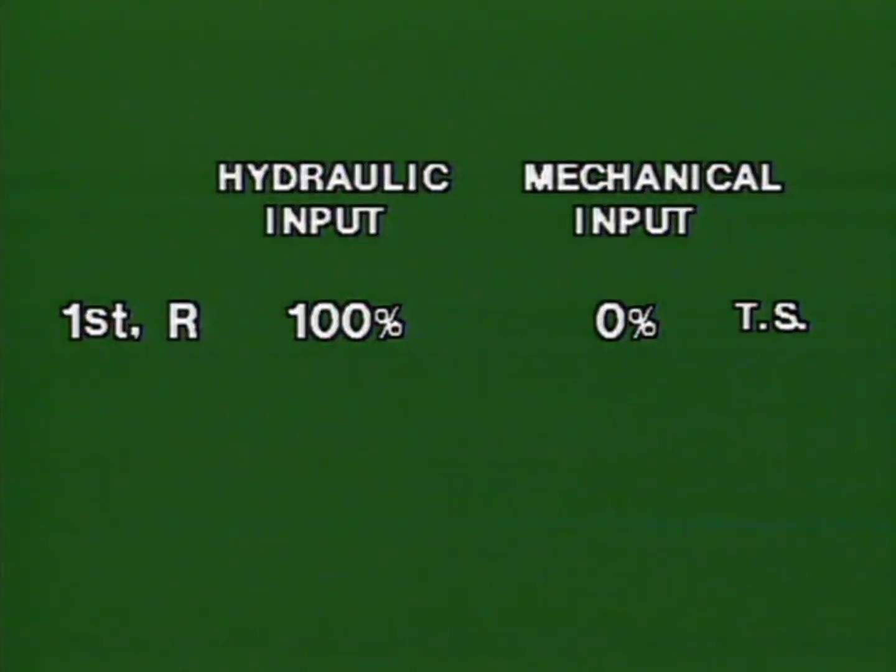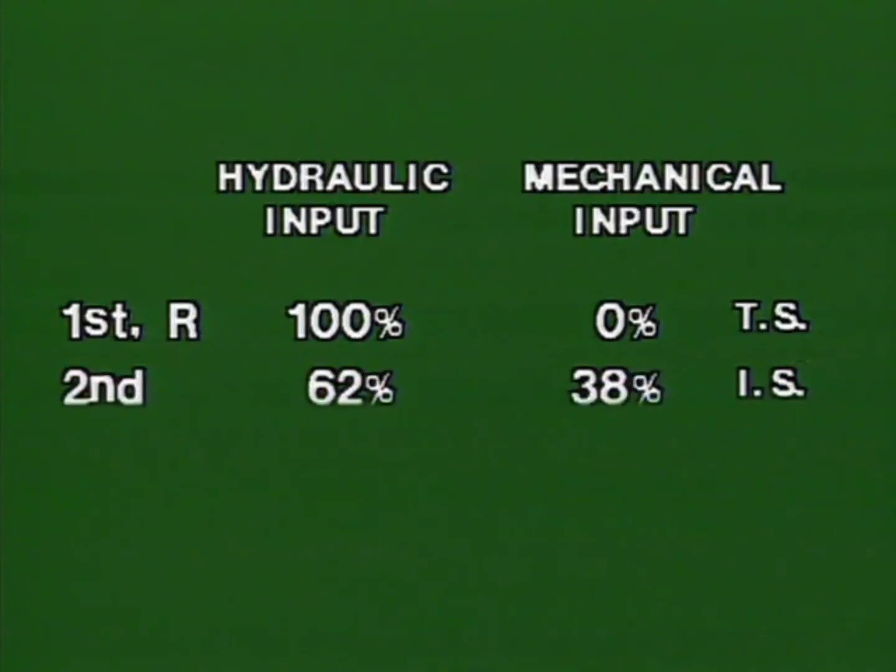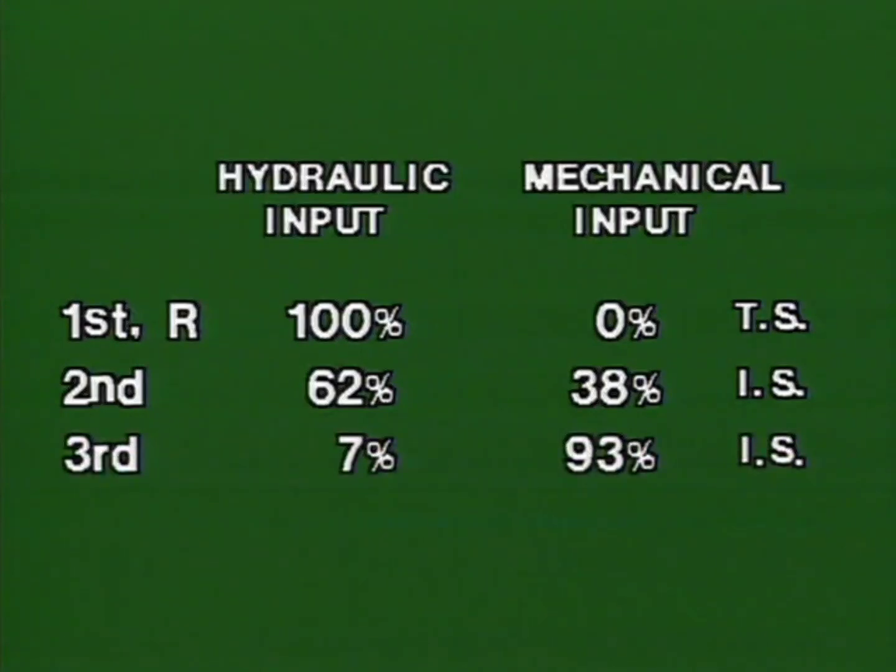First and reverse, as already mentioned, are 100% hydraulic drive through the turbine shaft, no mechanical input. In second gear, the input torque is about 62% hydraulic and 38% mechanical. The two inputs are combined in the splitter planetary unit, and the combined 100% input is through the intermediate shaft. And in high gear, hydraulic input is only 7%, while mechanical is 93%. Again, 100% of the power input to the gear train is through the intermediate shaft.